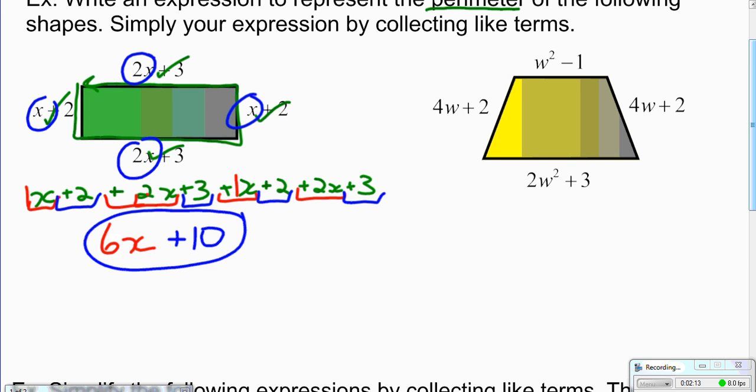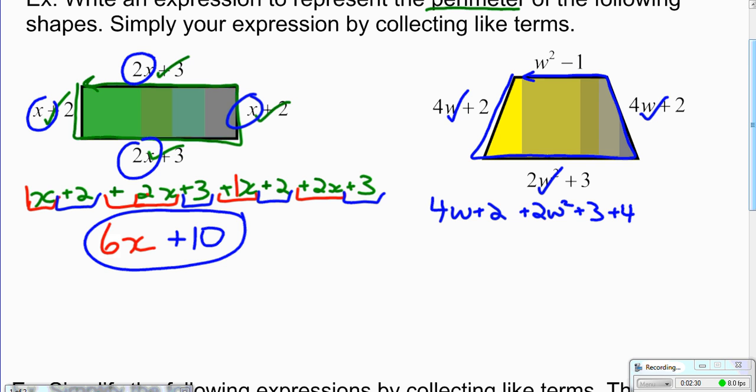So looking at the second shape, again, we need to find the perimeter. So it's the distance around the outside. So we're going to add up the 4 sides. So 4w plus 2 plus 2w squared plus 3 plus 4w plus 2 plus w squared minus 1. So again, starting with the highest exponent, the w squared. So we have 2w squared plus 1w squared, that gives 3w squared.